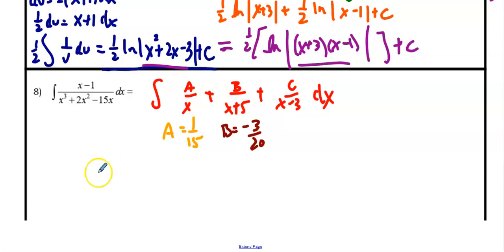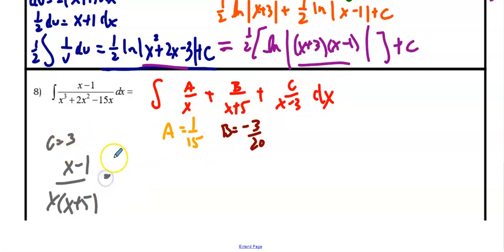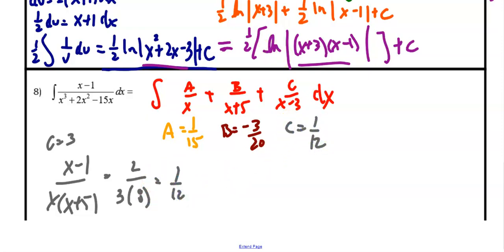So let's really quickly look at c. Well, c we're going to say is actually equal to 3. And so we have x minus 1 over x times x plus 5, so every term but x minus 3. We plug in 3, we get 2 on the top. On the bottom we get 3 times 3 plus 5, which is 8. And we get 2 over 24, which equals 1 over 12. So c is equal to 1/12.